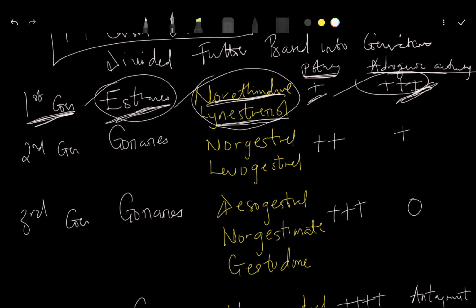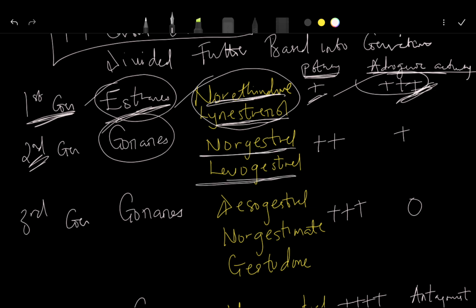Okay, imagine now you are giving this drug to a patient for contraceptive. Now the lady is taking this drug. She now notices that she's having acne. Her skin is rough and things like that. Compliance will be poor. Okay, so that's why we now move to the second generation. The second generations are called gonanes. Now these gonanes include norgestrel and levonorgestrel.